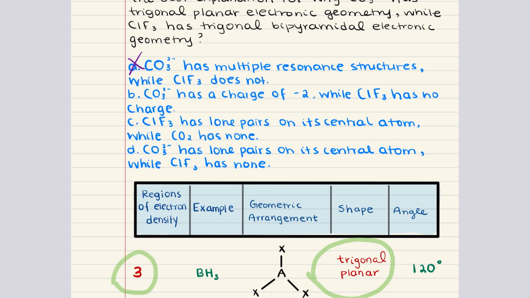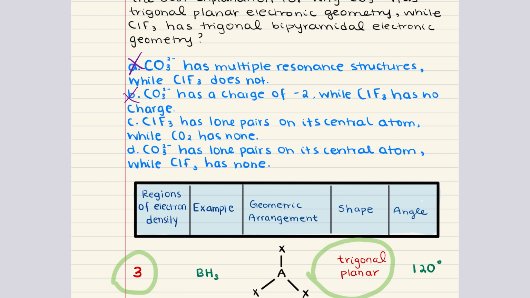Answer choice B says carbonate has a charge of -2, while chlorine trifluoride has no charge. The charge on a molecule can influence its overall stability and reactivity, but again, it does not directly determine the electronic geometry. The geometry is based on electron pair repulsions, okay? That is so important. The geometry is based on electron pair repulsions. So that's not a really good answer either. So not B.